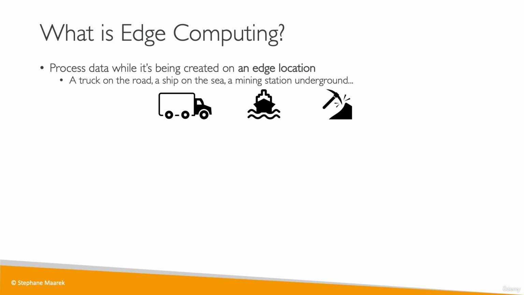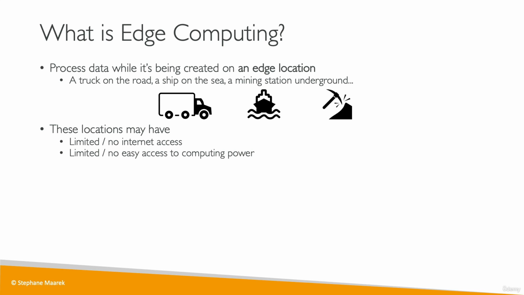So for example, if you have a truck on the road, or if you have a ship on the sea, or a mining station underground, all these things can be called edge locations because they can produce data, but they may not necessarily have internet connectivity. So either limited connectivity or no internet access, or no access to computing power. And so you may still want to run computation, data processing at these locations. And for this, we need edge computing.